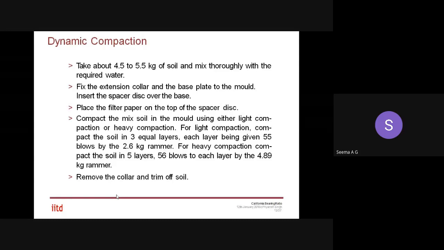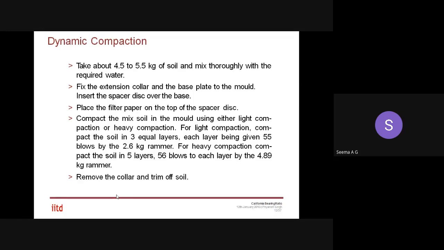Sample is filled up to the top. Sometimes it will be going to the collar also. Then after complete compaction, the collar is detached. Then excess soil is trimmed off. So you are getting the soil specimen. Then a filter paper is placed at the top. So soil sample preparation is over.